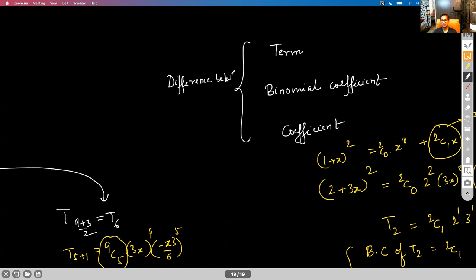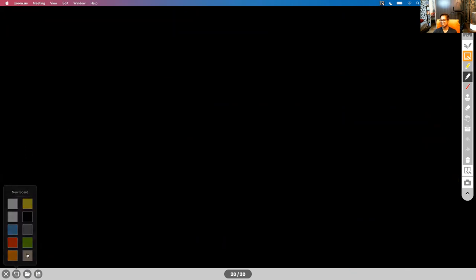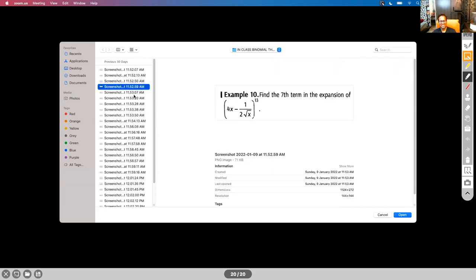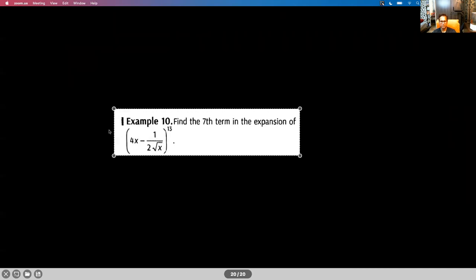I hope nobody is going to make mistakes based on these simple concepts. See, why I'm telling you this is because in the past, your seniors have made mistakes. They say, oh, sir, they were asking coefficient, I found out binomial coefficient. Gone. Right? 4 marks gone. Anyway, now let's take some problems based on general terms. Let's start with this simple question.